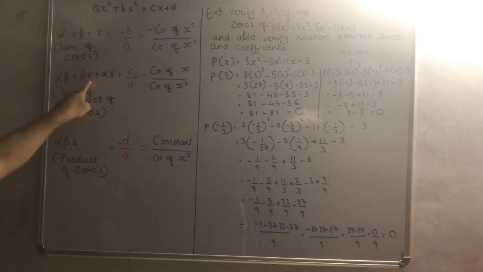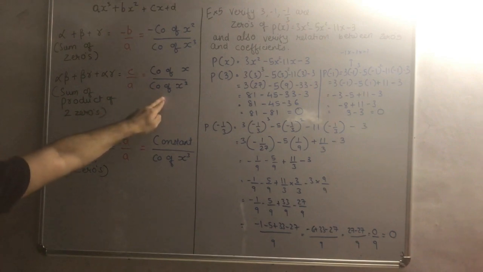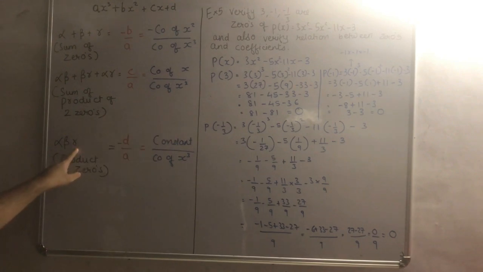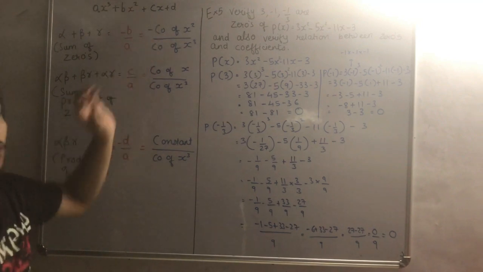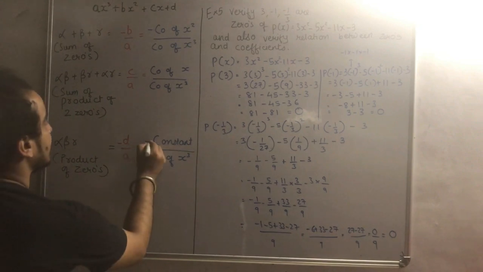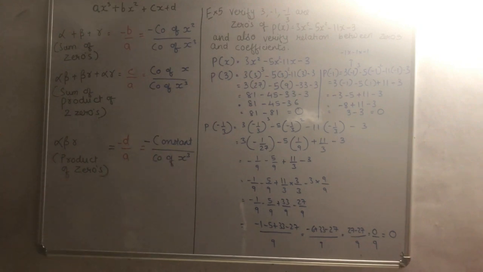For alpha beta plus beta gamma plus alpha gamma, we have written sum of product of zeros, two zeros at a time, equals c by a, that is coefficient of x upon coefficient of x cube. Alpha into beta into gamma, that is product of zeros, equals minus d by a. Now d is a constant term which does not have x, but in a negative form. So we write minus constant upon a, meaning coefficient of x cube. I hope you understood this formation of formula for cubic polynomial and its zeros.